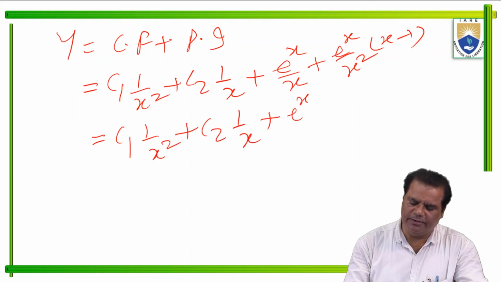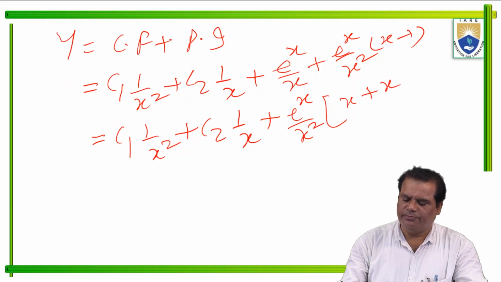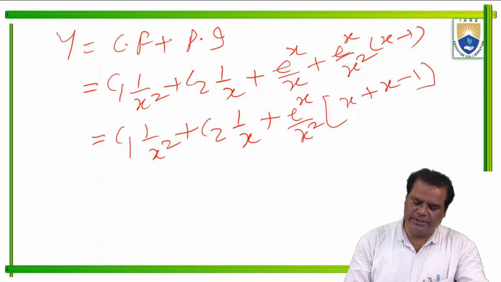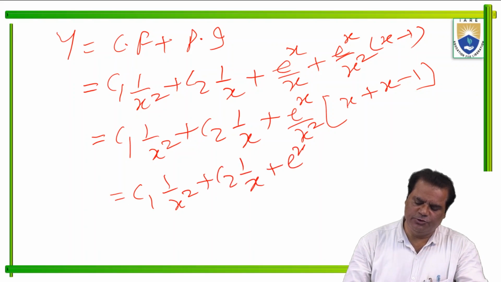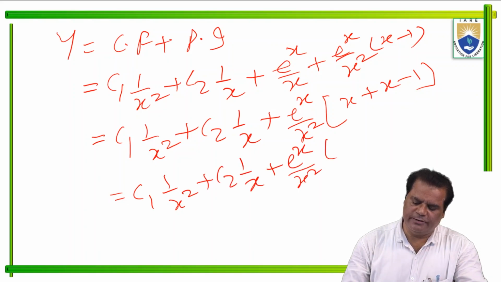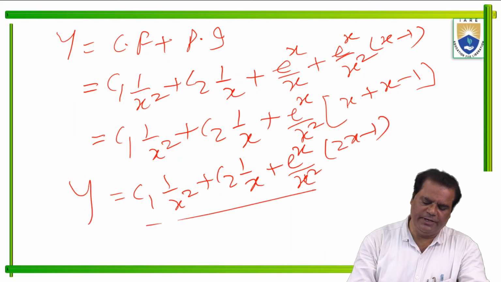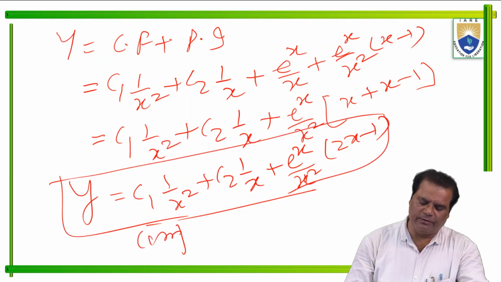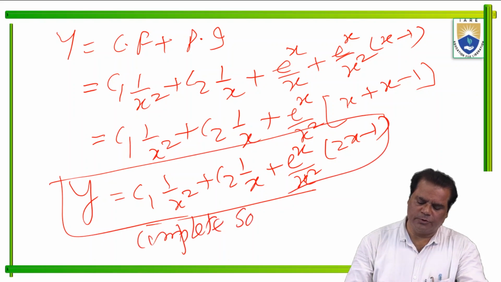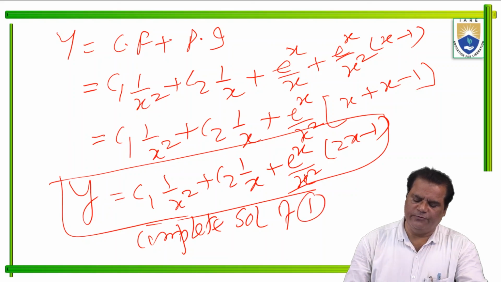So here is x plus x minus 1. So the answer is C1 1 upon x squared plus C2 1 upon x plus e^x upon x squared into 2x minus 1. So this is the complete PI. Complete solution of 1.